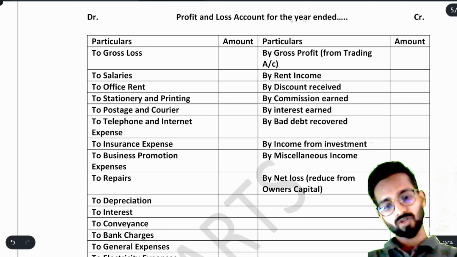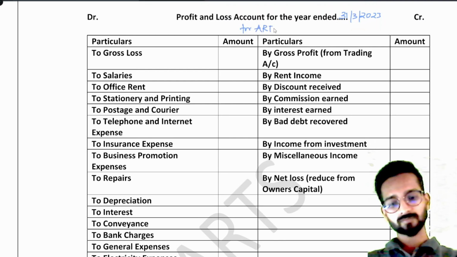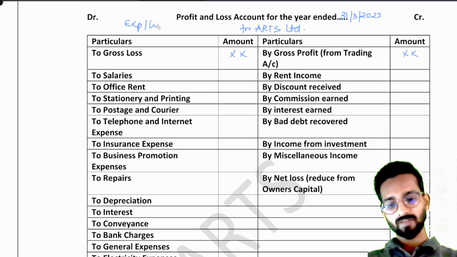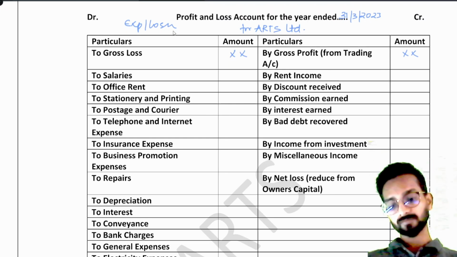Now very easy. You will write profit and loss account for the year ended, and the date will appear here, 31st March 23. And if the name of the company is given, you can write here for Arts Limited. Simple. Now, if gross loss is there, it will be written here. If gross profit is there, you will write the gross profit here. All the expenses and losses will appear on the debit side, because again remember, we have to transfer everything.